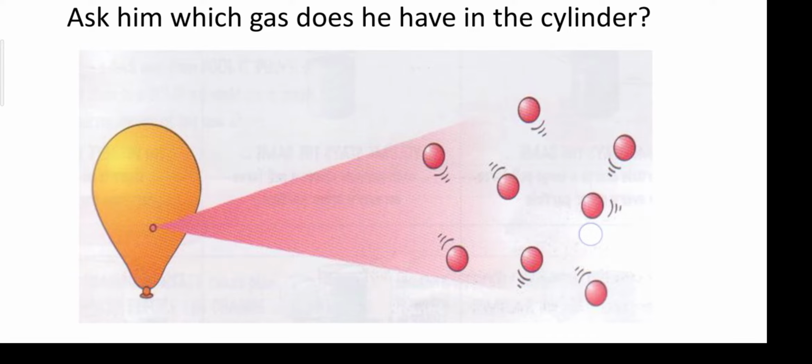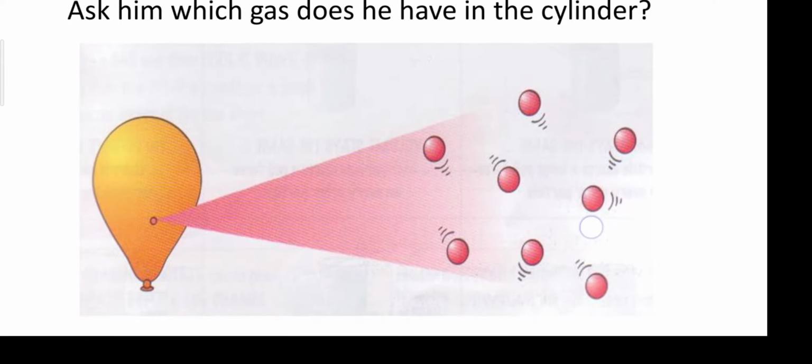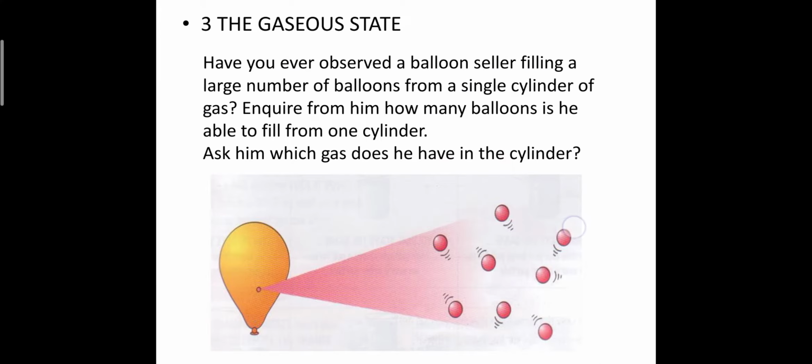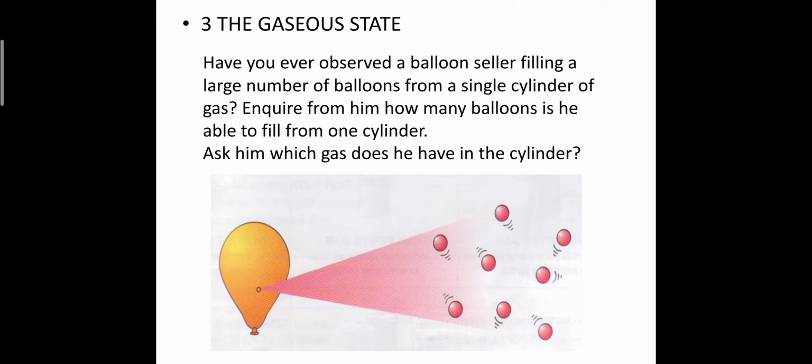Now here we have taken the example of a balloon and particles. You can see how they are arranged. They are very far from each other, loosely packed. That means they have more interparticle space. Force of attraction is very less. Looking at this particular diagram, we can conclude that they have different properties compared to liquid and solid.